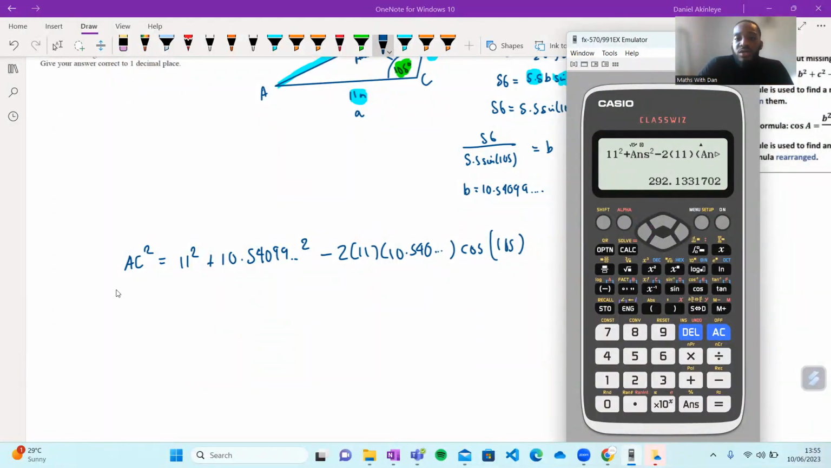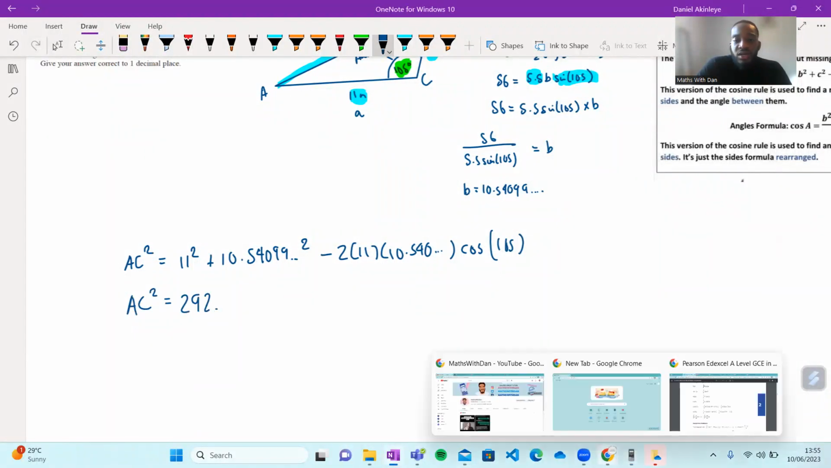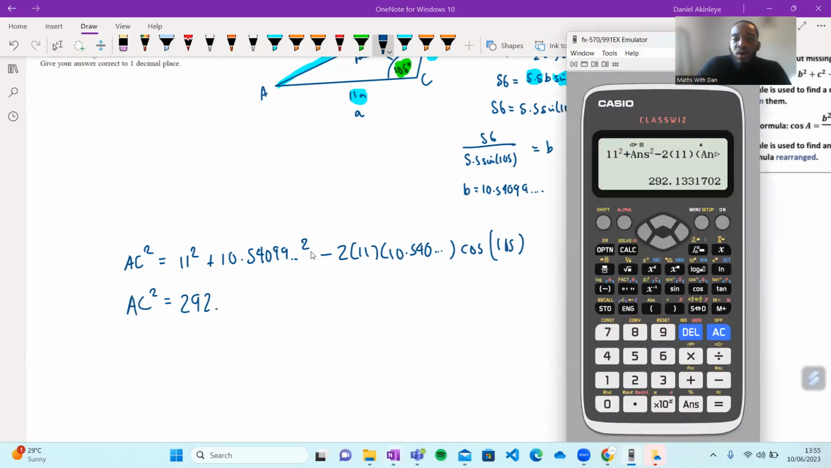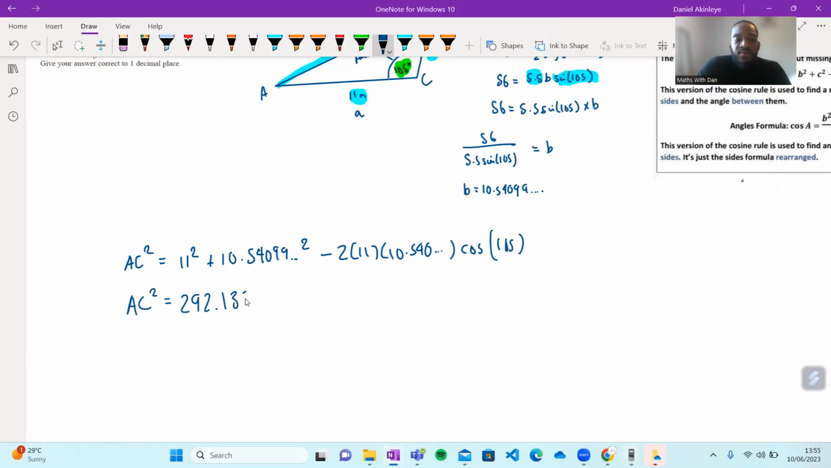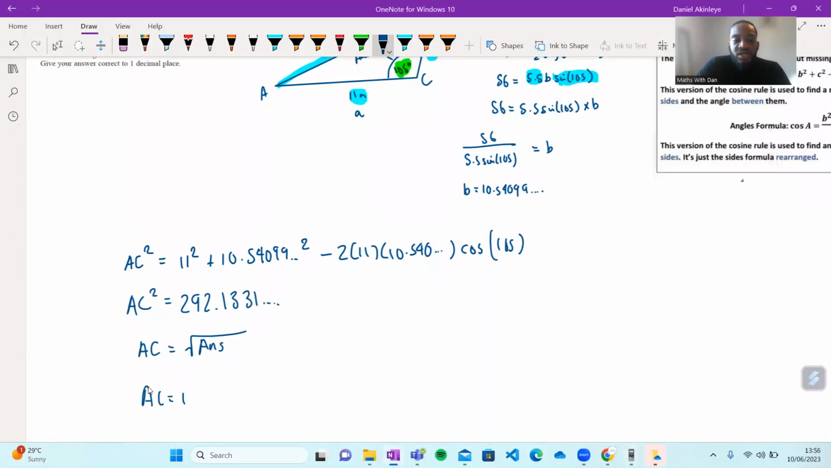I get this here. So that tells me that AC squared is equal to that, 292 point, sorry, where's my calculator? 1331, blah, blah, blah. So therefore AC is equal to the square root of that. And because I have it stored in my calculator, I can just do square root of answer. It gives me that: AC is equal to 17.091, blah, blah, blah.